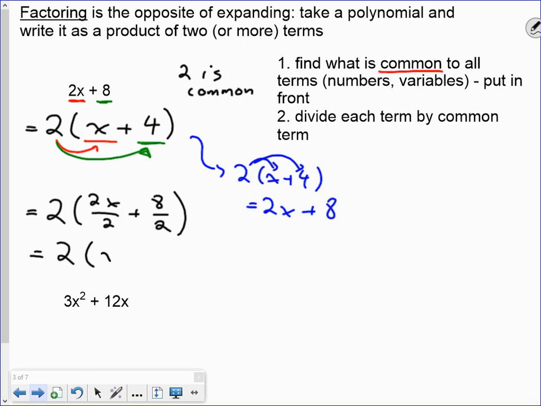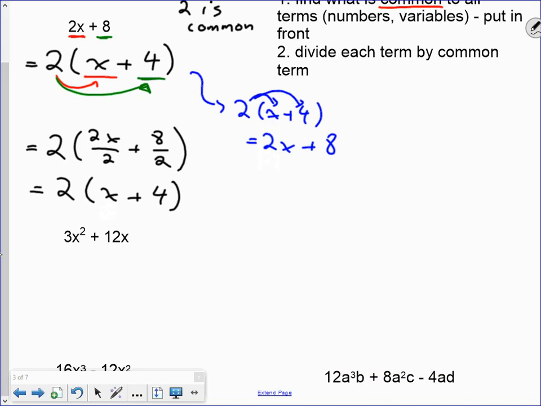2x divided by 2 is x. 8 divided by 2 is 4. So we still get the same thing, x plus 4. It's usually easier, though, just to think about what needs to get multiplied together to give us the answer that we want. So let's take a look at our next example here.